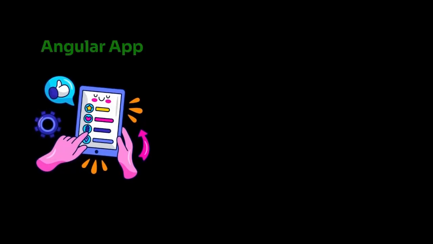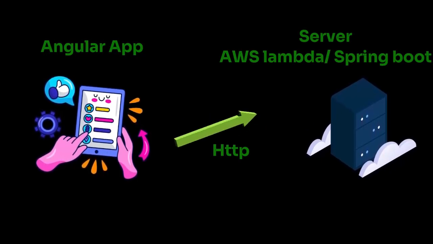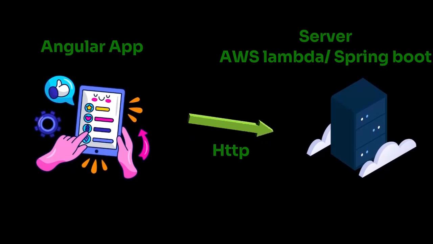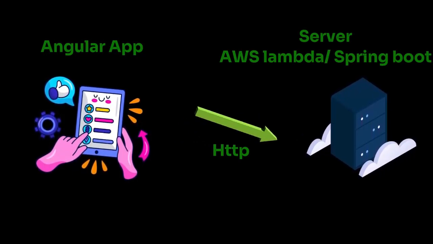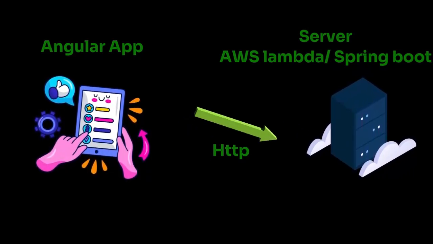Angular application connects with the server using the HTTP module, and the server can be hosted on AWS, like AWS Lambda, or a Spring Boot application that is hosted on EC2. So for any server, Angular communicates through the HTTP module only, and it will get the data by using the get method.